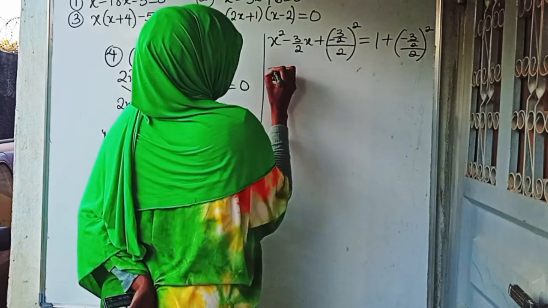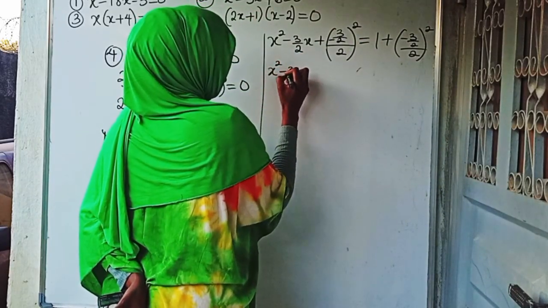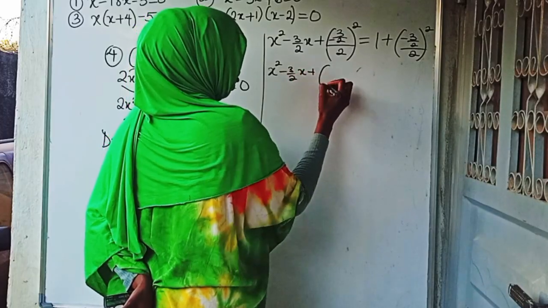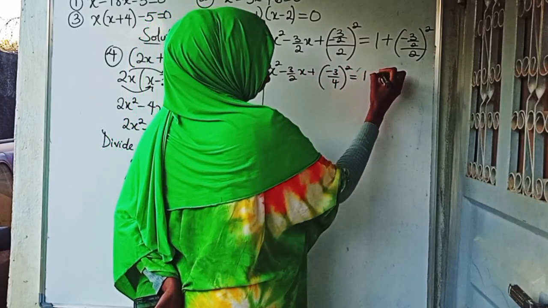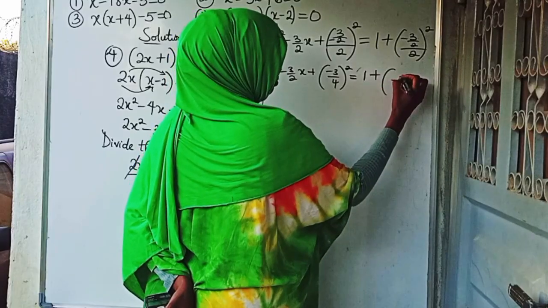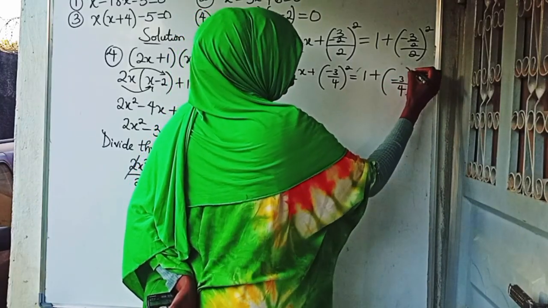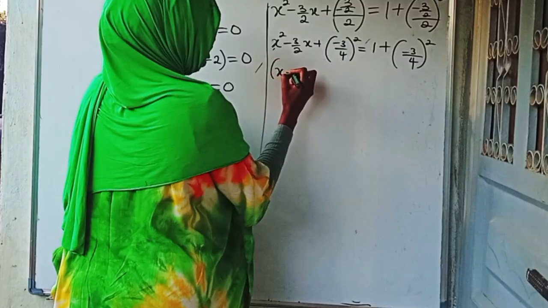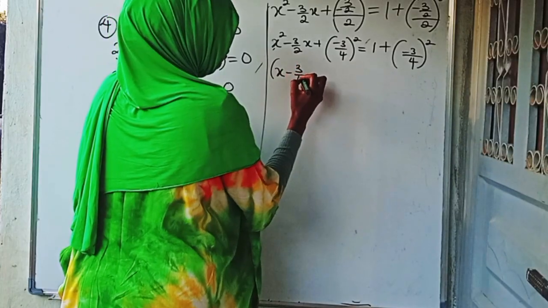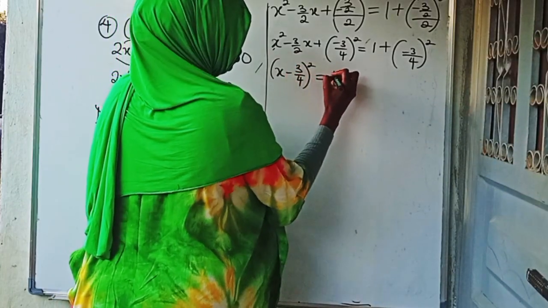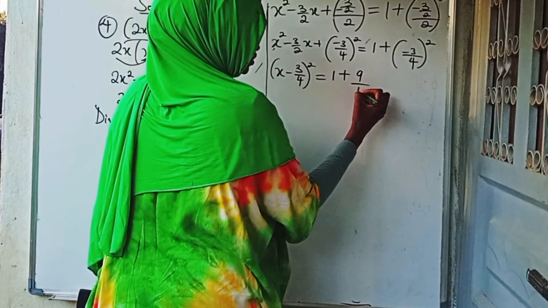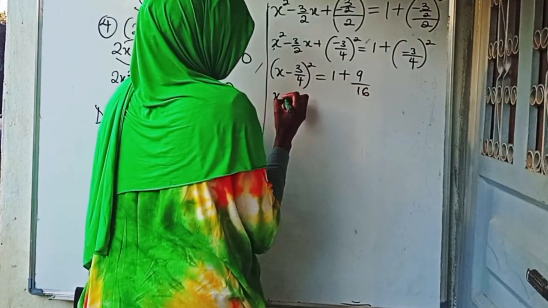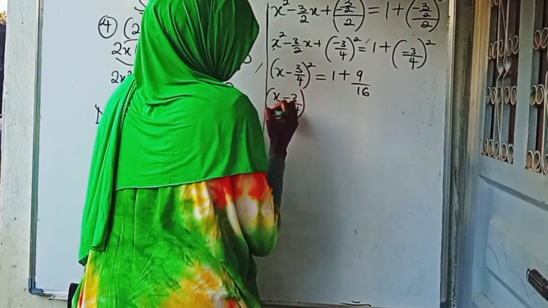So this becomes x squared minus 3 over 2x plus minus 3 over 4 squared, equal to 1 plus the same thing here, minus 3 over 4 all squared. So let's see. So we have x minus what? 3 over 4 all squared is equal to 1 plus minus 3 squared is what? 9. Over 4 squared is what? 16. So this is x minus 3 over 4 all squared.